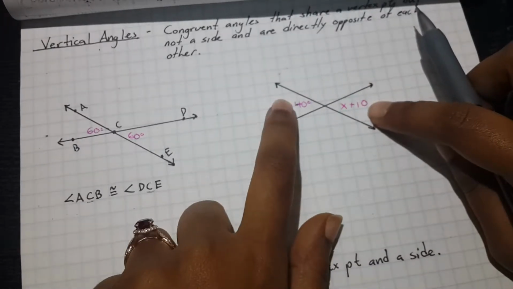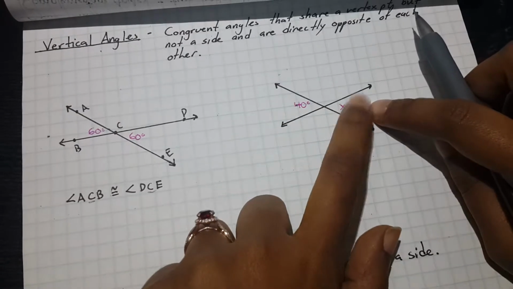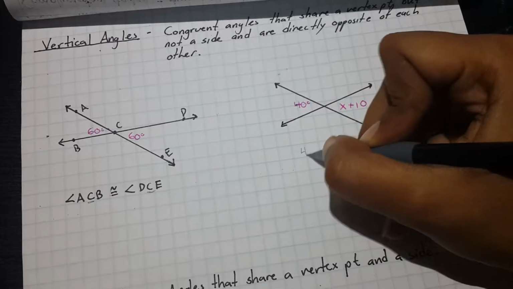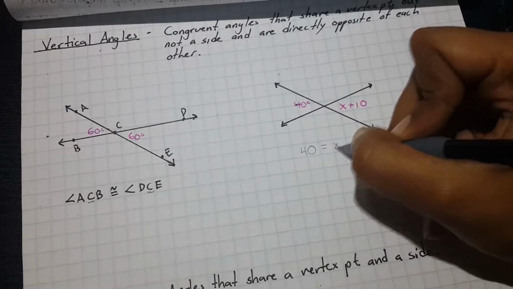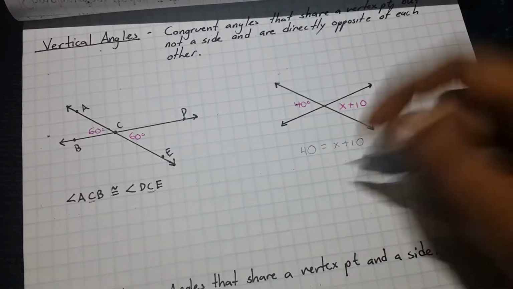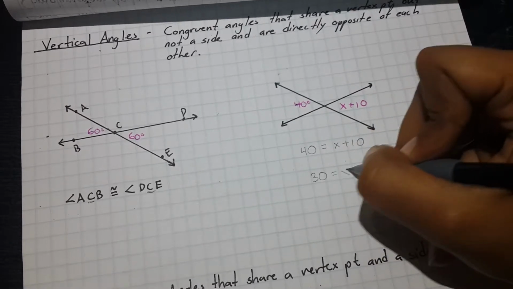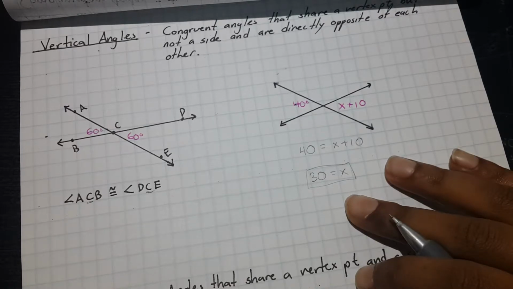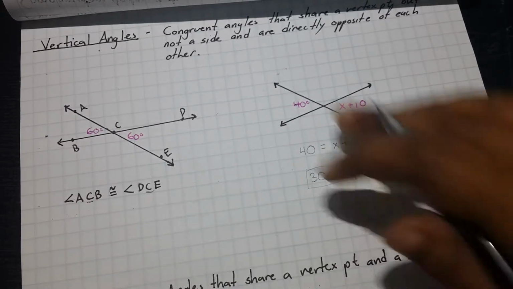So here I have a situation where I have 40 degrees here and x plus 10 here. I'm going to set these two equal to each other and figure out the value of x. So I'm going to write 40 equals x plus 10. Subtract 10 on both sides. I have 30 equals x. Okay, and that's how I can figure out the value of a missing variable given vertical angles.